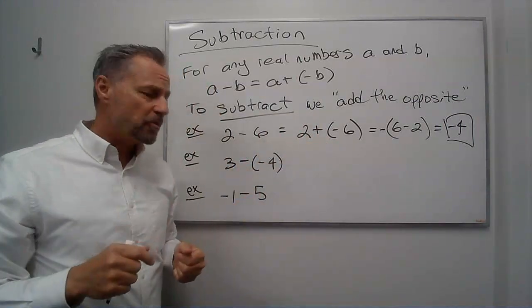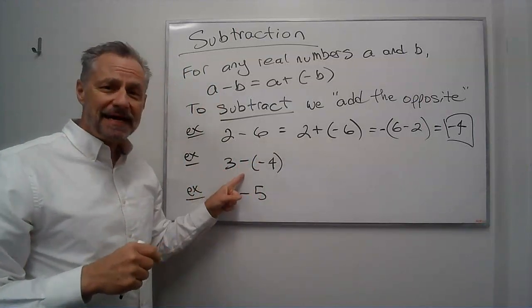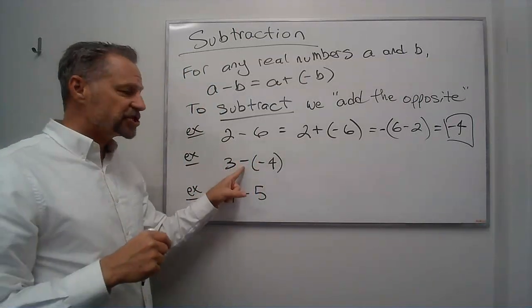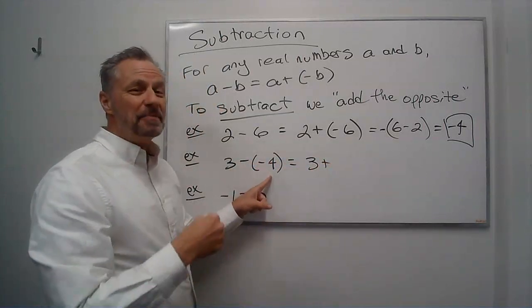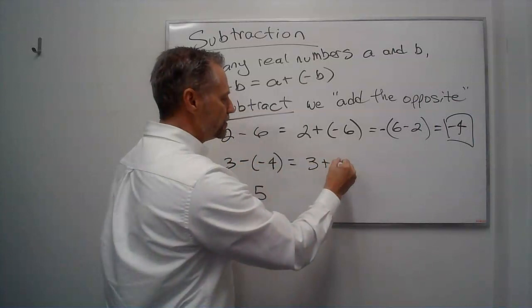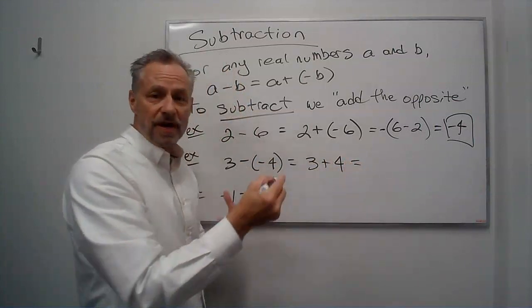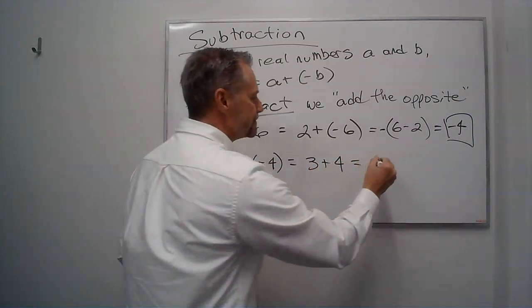Well, let's look at a couple more examples. 3 minus negative 4. Well, we're going to change that minus to a plus, and the opposite of negative 4 is positive 4. So now 3 plus 4 is just 7.